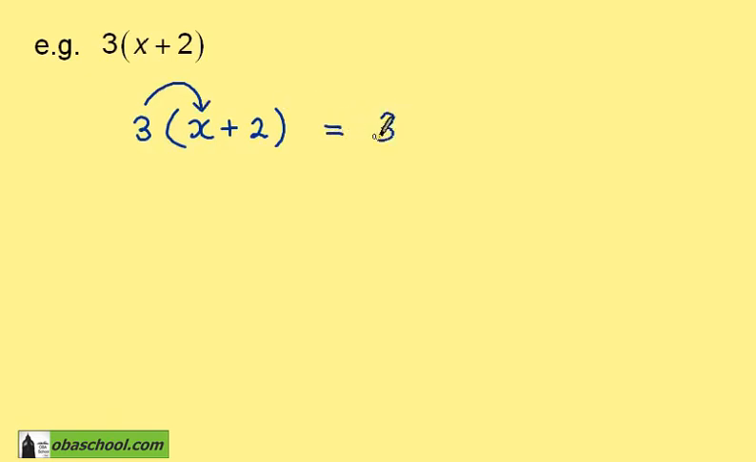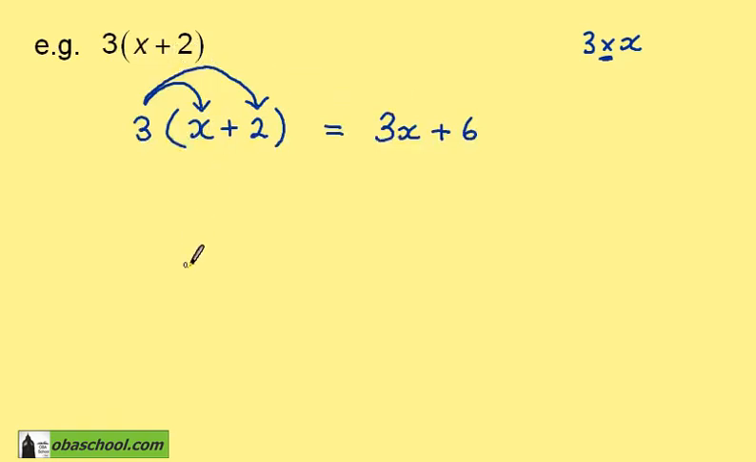which is 3x. 3x is a short form of writing 3 times x. We leave out the multiplication sign. We then do 3 times plus 2, which gives us plus 6.